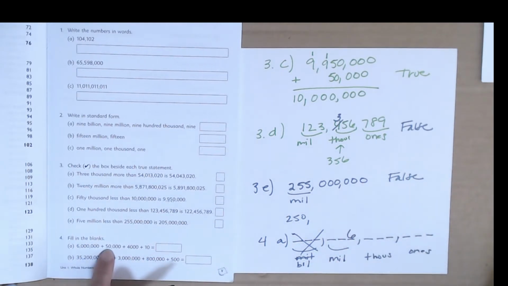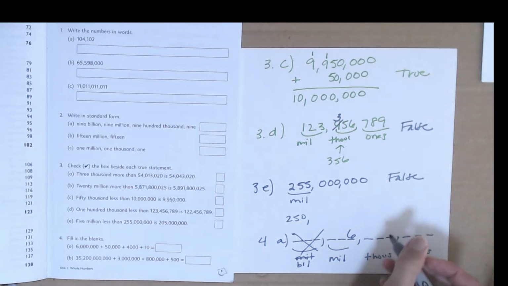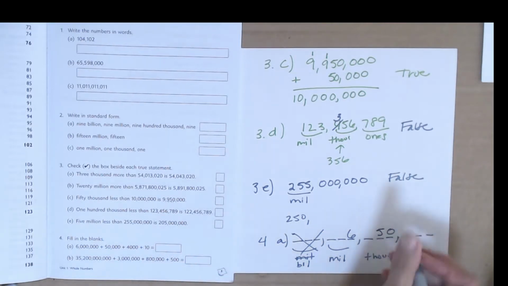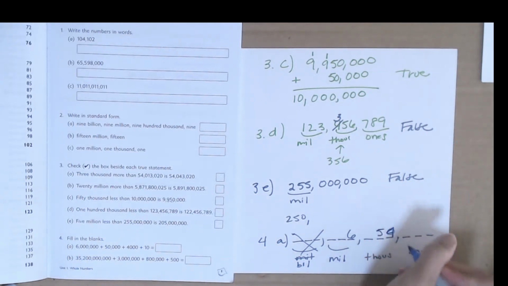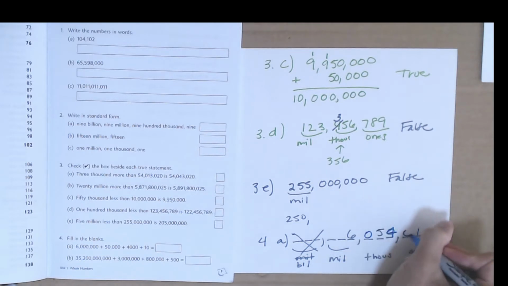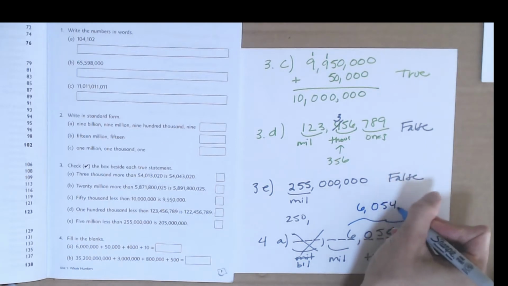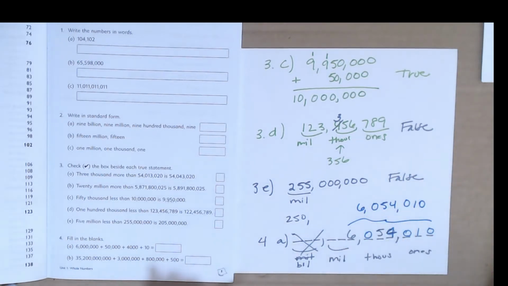So I'll put a 6 there. 50,000. So in my thousands, I have 50. Oh, and then I have 4,000 too. So we'll need a 4 there. So 4,000 and 10. Okay, so now if I fill in, I get, I'm just going to write this neater, 6,054,010. Okay, let's do the next one, B.